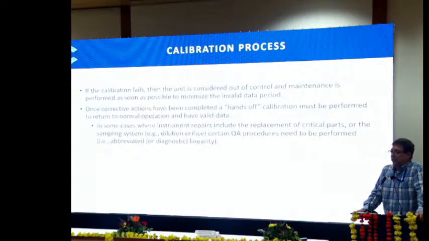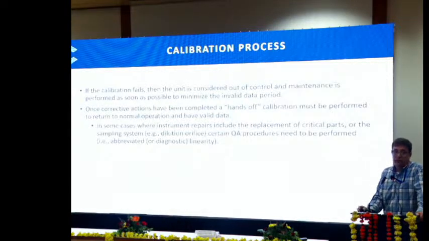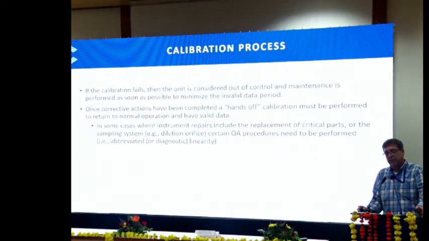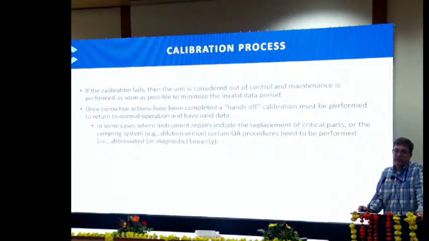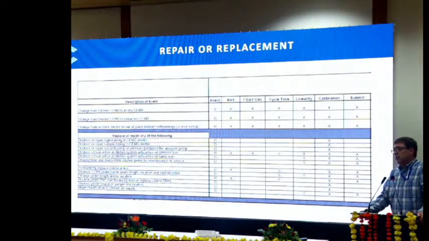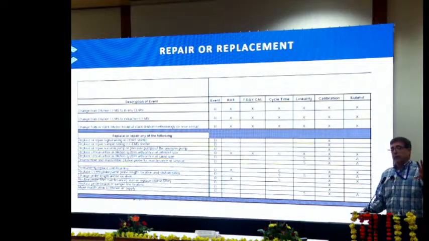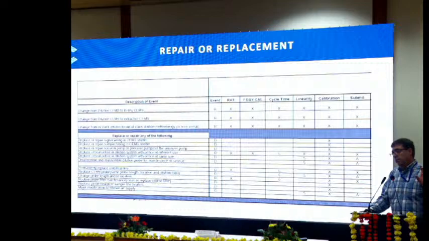In some cases where instrument repairs include the replacement of critical parts or the sampling system, such as a dilution orifice, certain QA procedures need to be performed in addition to a calibration, such as a linearity. Depending on the severity of the situation, it could be a full linearity or it could just be one pass of the 3 gases to show that you have maintained linearity.